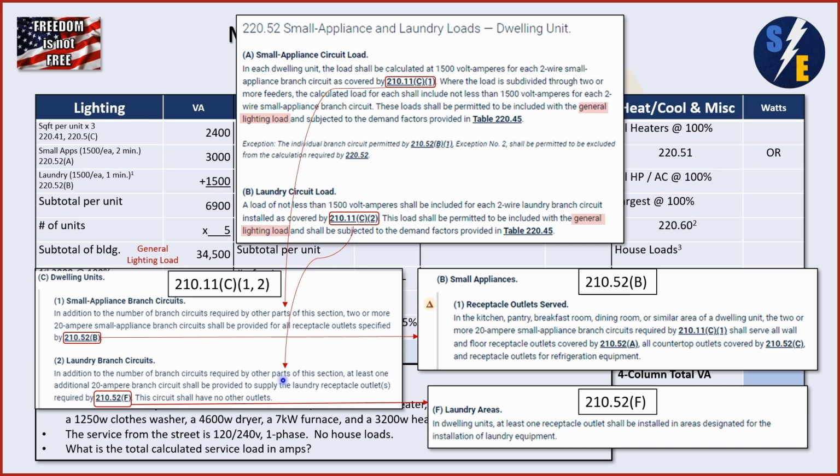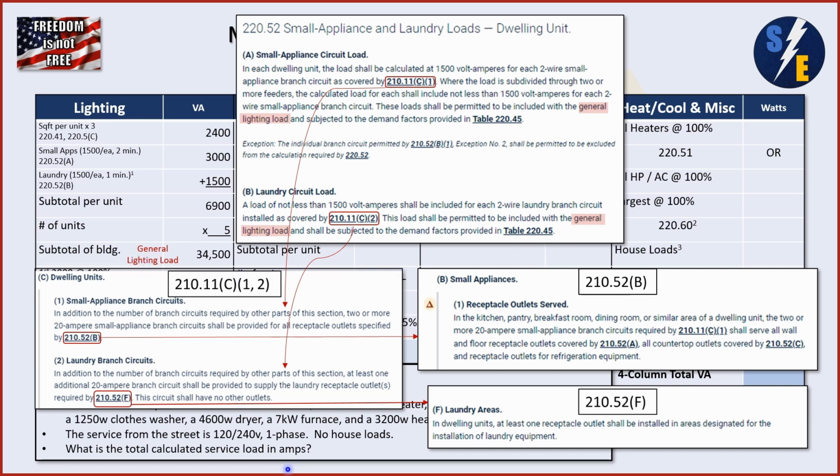Now one quick note down here, under 210.11c2, it says this circuit shall have no other outlets. So you can't run this circuit to other rooms outside the laundry room. It's got to be dedicated for laundry and laundry related equipment. Okay, now going back up here, we still have one sentence left here. It says this load shall be permitted to be included with the general lighting load, all right, just like we did up here at small appliance, and shall be subjected to the demand factors provided in table 220.45. Okay, so just like small appliance, this is part of the general lighting load. It's going to be made up here.